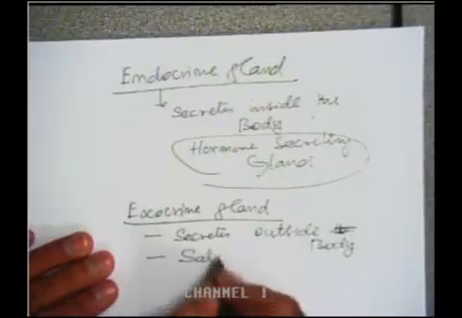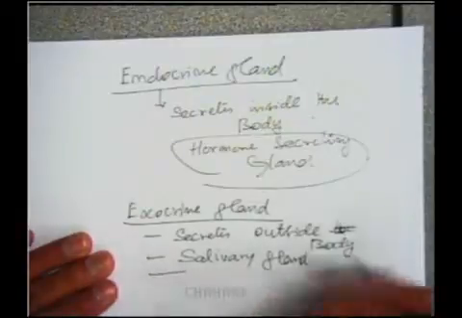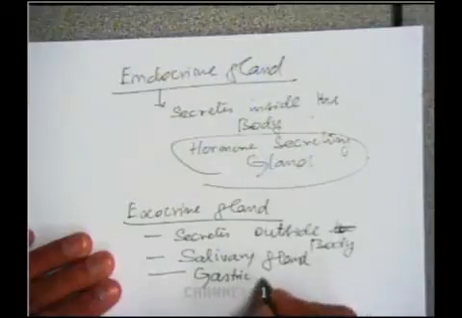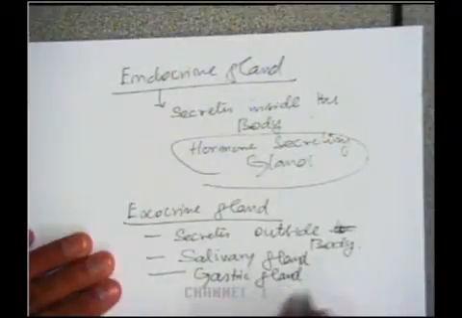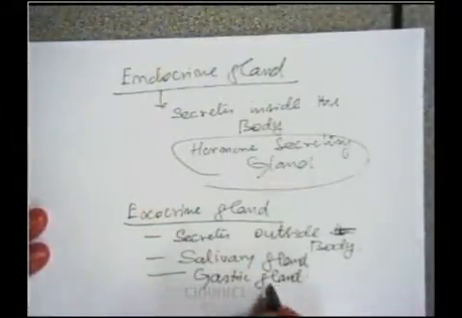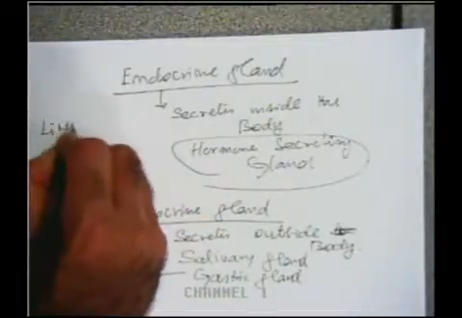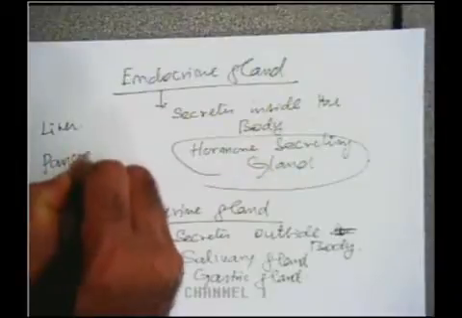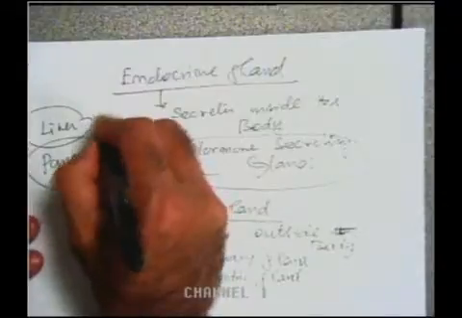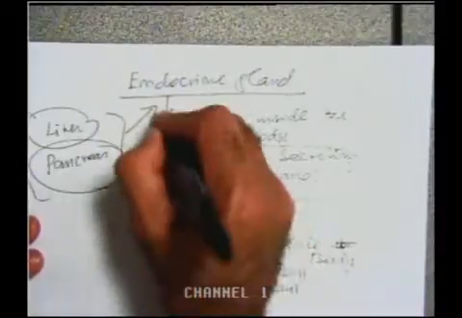An example is the salivary gland. The salivary gland secretes saliva outside the body. And then the gastric gland produces gastric juices, which go to the intestinal lumen or the stomach lumen to digest the food. So they are exocrine glands. They are present in the liver as well as in the pancreas. Liver and pancreas have both an endocrine gland as well as an exocrine gland.